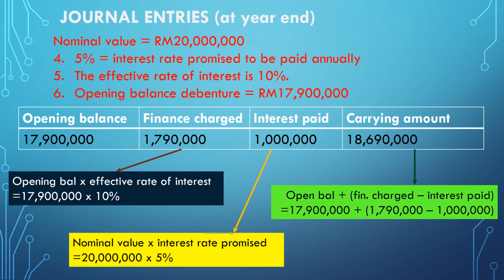And the carrying amount, that is the value actually we need to record in the 5% debenture account, is 18,690,000, because from 17,900,000, that is the opening balances, must be added with the finance charge, that is 1,790,000, and deduct with the interest paid 1 million. So we'll come up with that carrying amount of the debenture.